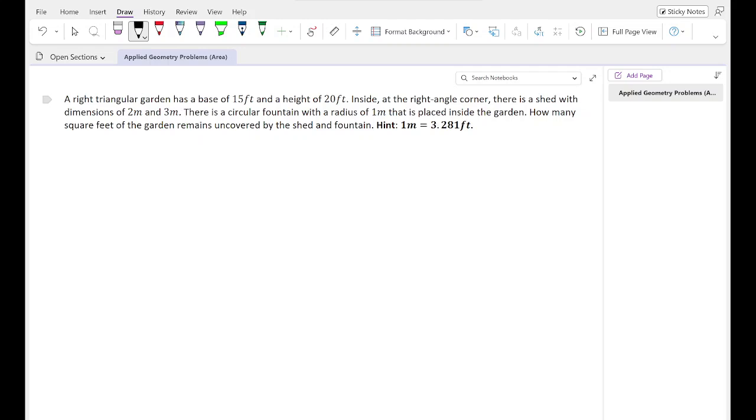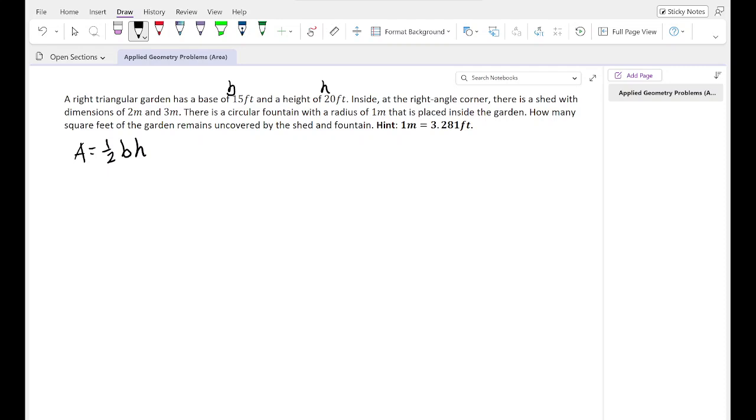So we know that we're dealing with certain things that are measured in feet and other things that are measured in meters. But again, very easy to deal with. So first off, let's get the total area of the garden, which is triangular. So we know that the area is 1/2 base times height. So we have a base of 15 and a height of 20. So that's easy to tell.